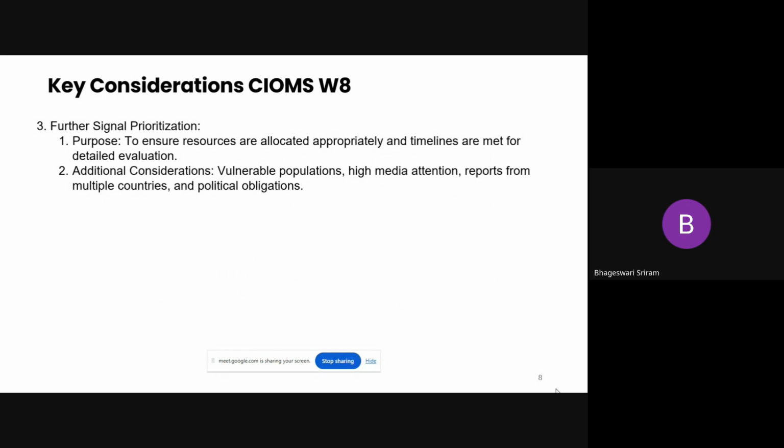And the second, how it breaks down the further prioritization. So again, the additional considerations which are recommended here are vulnerable population, high media attention, reports from multiple countries, and the political obligations.